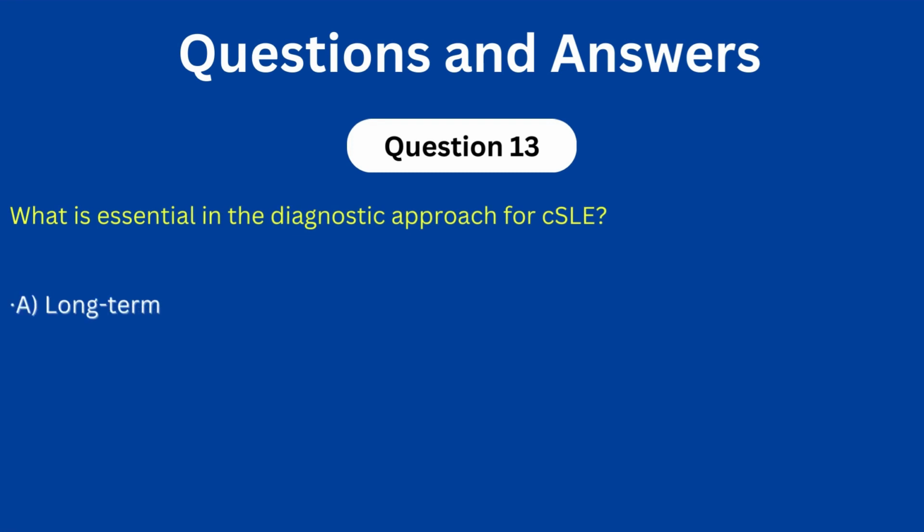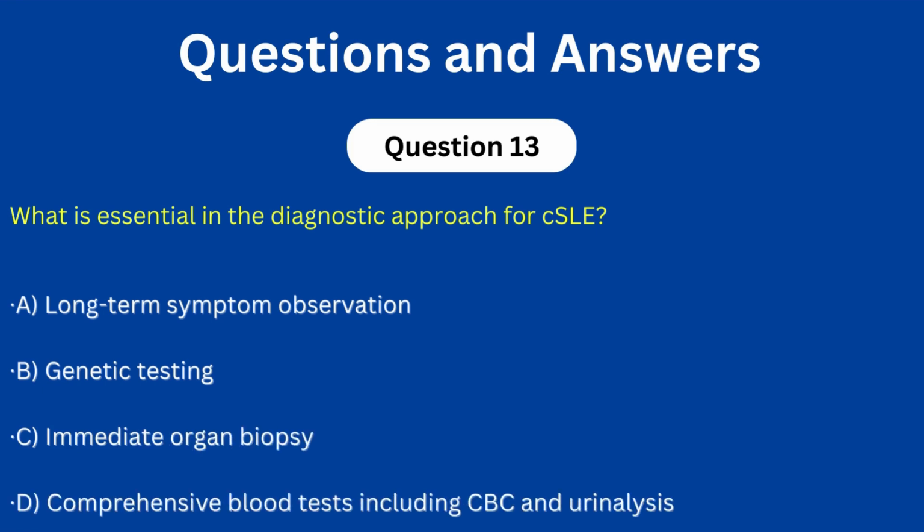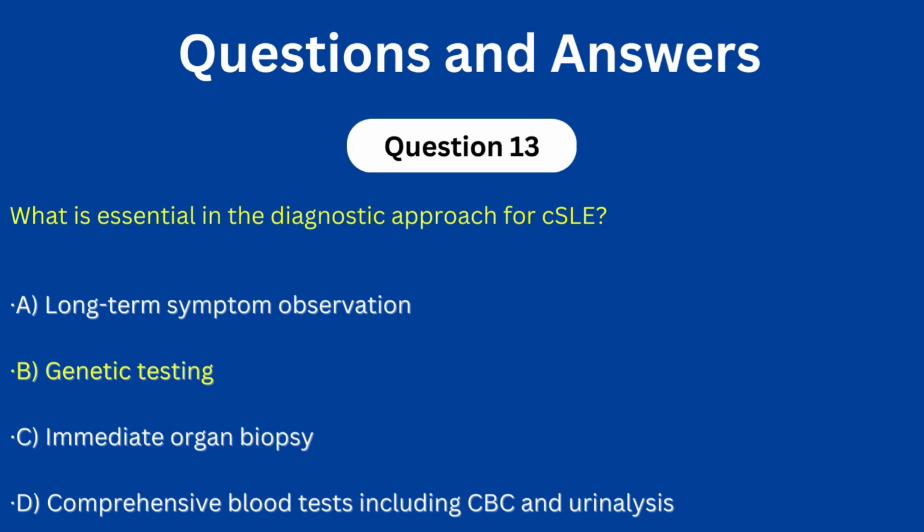A. Long-term symptom observation. B. Genetic testing. C. Immediate organ biopsy. D. Comprehensive blood tests including CBC and urine analysis. The correct answer is D. The initial diagnostic approach for childhood systemic lupus includes comprehensive blood tests like a complete blood count and urine analysis. These tests help to identify common abnormalities such as anemia, lymphopenia, proteinuria, and hematuria, guiding further specific investigations like autoantibody testing.